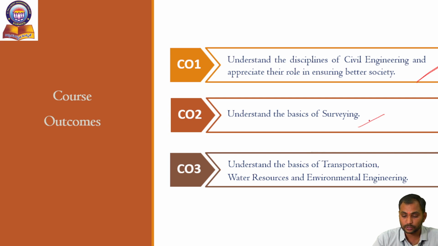Next, course outcome 2: the student can understand the basics of surveying. That is, the student can understand how to measure the land, how to measure the height of a building or the height of a tower. All those concepts come under this course outcome, understanding the basics of surveying. And the last, course outcome 3: the student can understand the basics of transportation engineering, water resource engineering and environmental engineering.